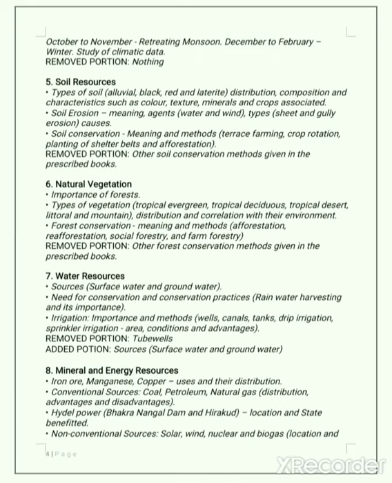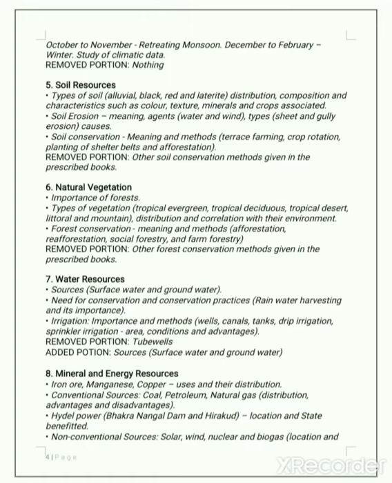Okay. You are also required to know the meaning of forest conservation and only these methods of forest conservation: afforestation, reforestation, social forestry and farm forestry. Other forest conservation methods given in the prescribed books are not there in this reduced syllabus, so you need not do them. You can skip that part.